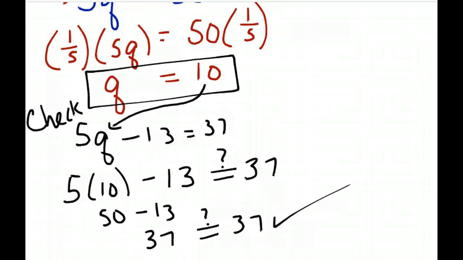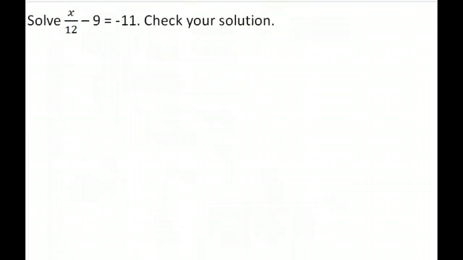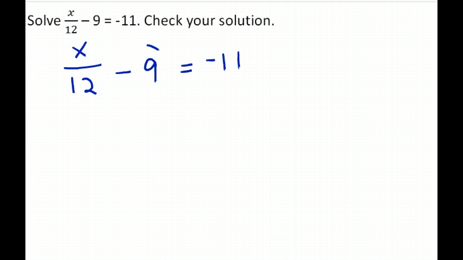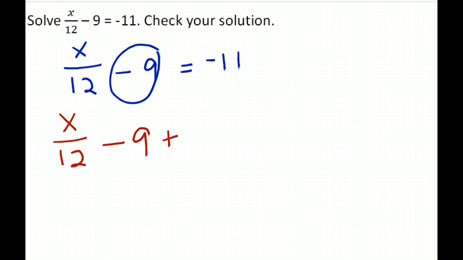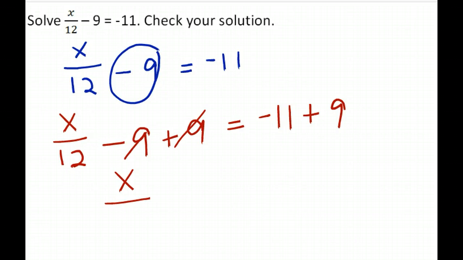We're through. We're ready to go to the next one? Let's try it again. Now we have x over 12 minus 9 equals negative 11. So here's the original problem. All right, I want to work with the minus 9 first. So I'm going to do x over 12 minus 9 plus 9 equals negative 11 plus 9. Negative 11 plus 9 would be negative 2. x over 12 equals negative 2.